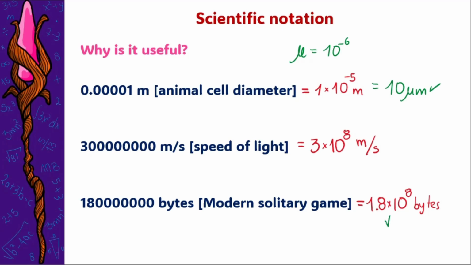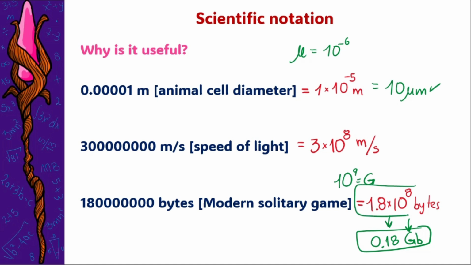Or for example, in this one, we know that giga is 10 to the 9. So we could just write this as 0.18 gigabytes. And this is actually easier for you to understand, right? But in this video, we are not going to talk about these letters here. We are just going to talk about this notation.